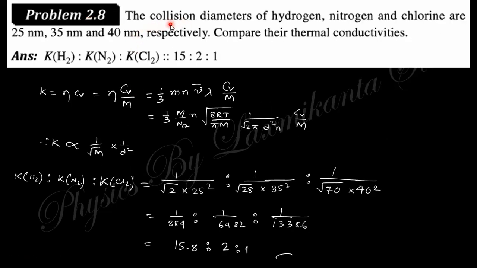This is also the same problem. The collision diameters of hydrogen, nitrogen, and chlorine are given like that. Compare their thermal conductivity. So thermal conductivity varies like 1 by root m, 1 by d square. Just put in the values of m and d square in the ratio. That's why we just take the nanometer, because the nanometer also cancels out. So finally you get this, and if you take this as 1, multiply with these quantities, and you get this answer. Clear? Go to the next one.